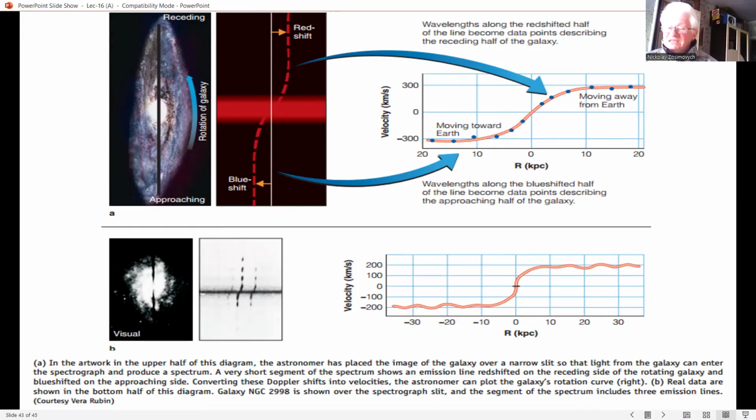The artwork in this figure shows the process of creating a rotation curve, and figure B on the bottom part shows a real galaxy, its spectrum, and its rotation curve. This way of measuring the mass of a galaxy is called the rotation curve method, and it is the most accurate way to find the masses of galaxies. But it works only for the nearest galaxies, whose rotation curves can be observed.